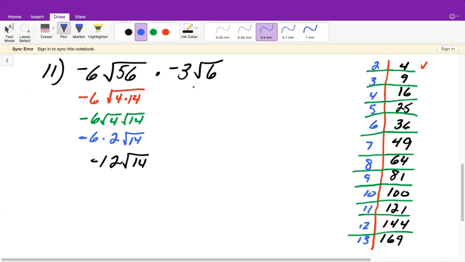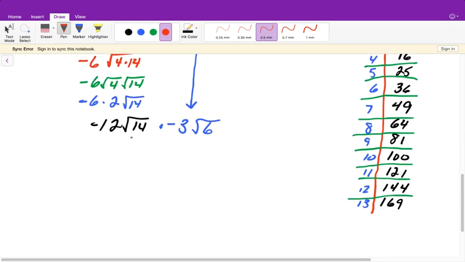All right, square root of 6 doesn't simplify at all, so this is just going to drop down as negative 3 times the square root of 6. All right, now I look, or I should have looked before, but my indices are the same. So since my indices are the same, I can multiply my likes with my likes. So negative 12 times negative 3 is 36. And then here I have 14 times 6. So it's going to give me the square root of 84.